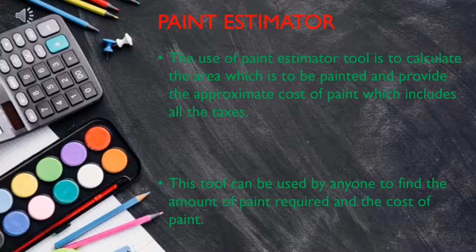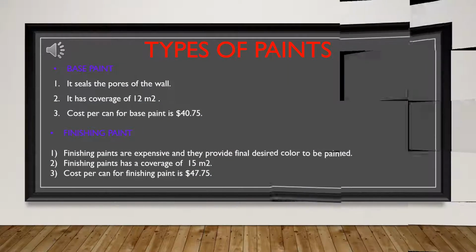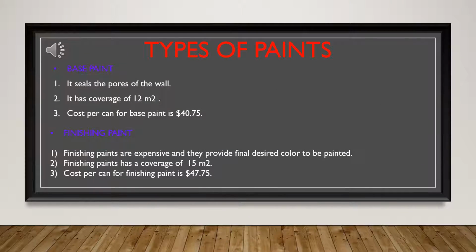So there are basically two types of paints, base paint and finishing paint. Base paint seals the pores of the wall, whereas finishing paints provide the final touch-up to the wall. And finishing paints also have more coverage than the base paint, and finishing paints are more costly than base paints.